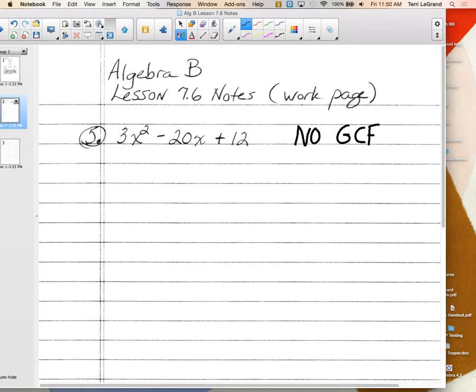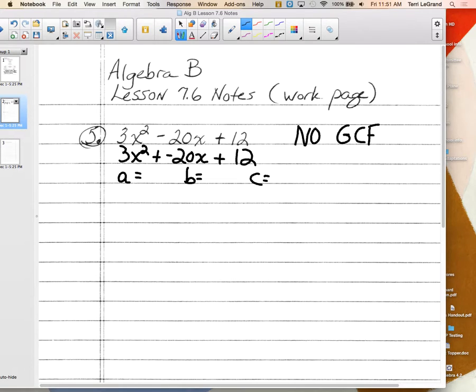Then we go to the next thing, which says how many terms does it have? 3. The 3-term polynomial. What do we use for 3-term polynomials? Diamond method. So we're going to do A, B, and C. Okay, let's go. Oh, we have to change it to add the opposite first, don't we? Plus a negative 20x plus 12. Now we'll identify our A and our B and our C.